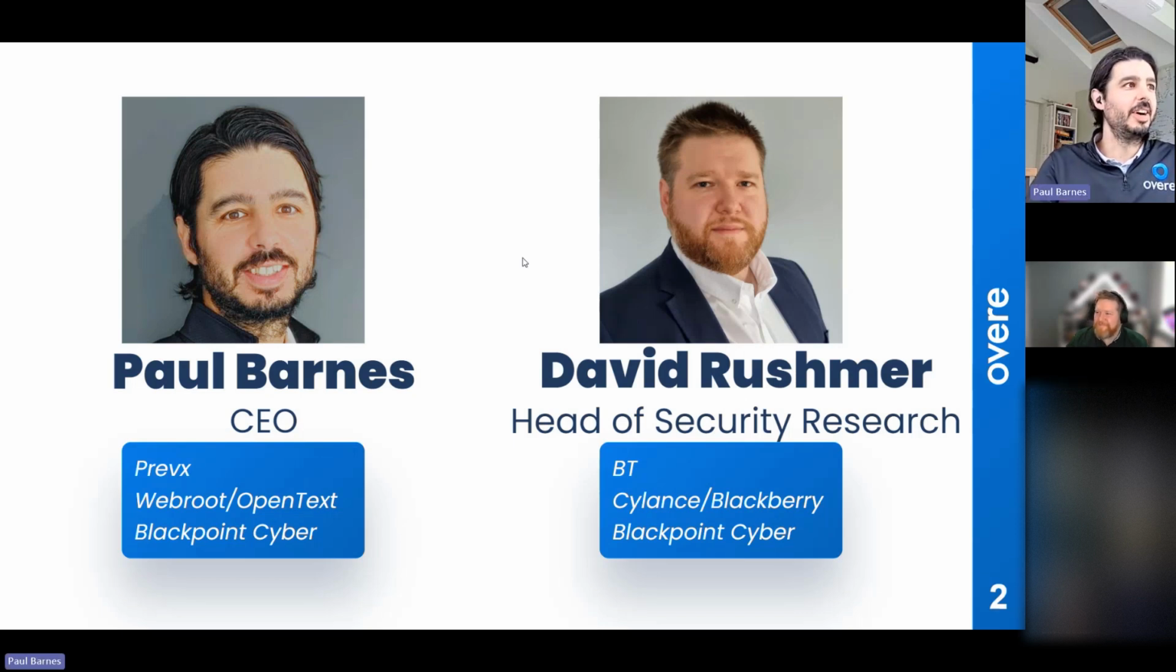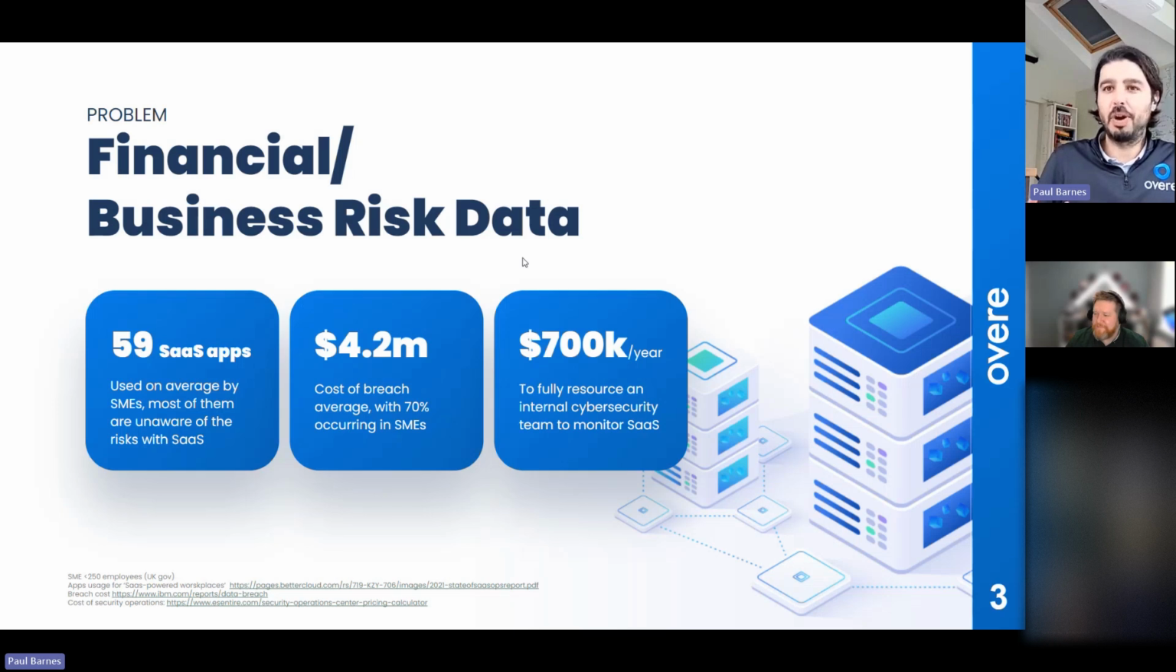Brilliant. Thanks, David. All right, so we're going to dive into the problems which we're looking to solve. We're going to start high level, then get into the nuts and bolts of the product. But really, this is something which kind of stared out at us when we looked at this problem: the sheer amount of SaaS applications which small businesses are using. You see there 59 apps on average for small businesses up to 250 employees. It's kind of crazy to think of the problems the IT admins, and any security team which are there, have trying to manage and get eyes on this.